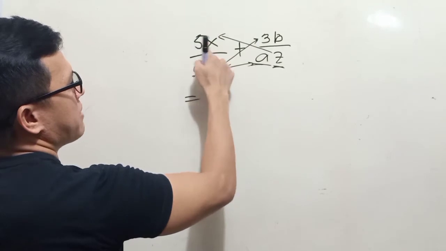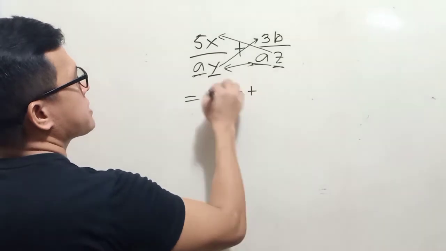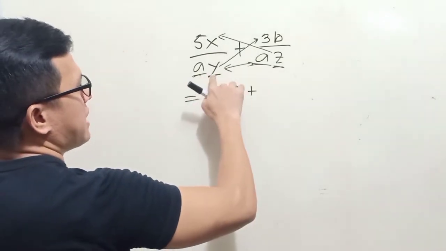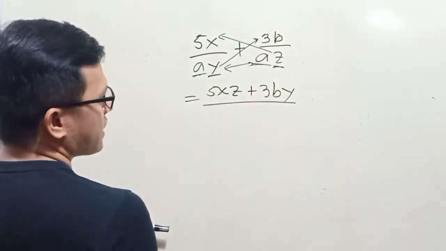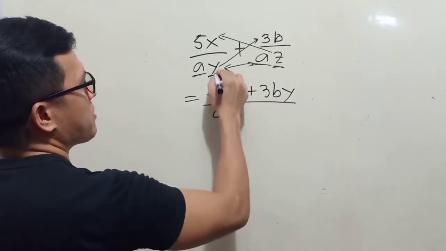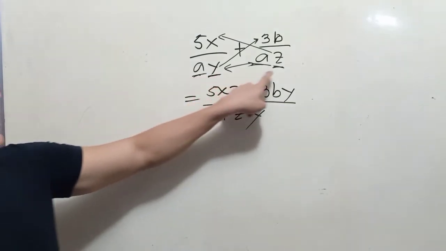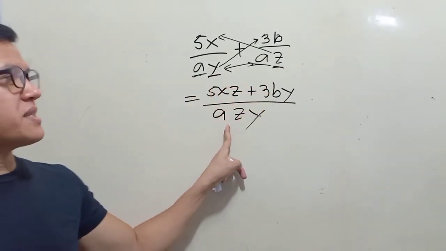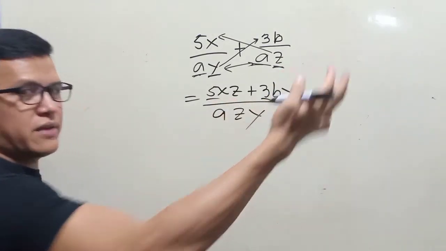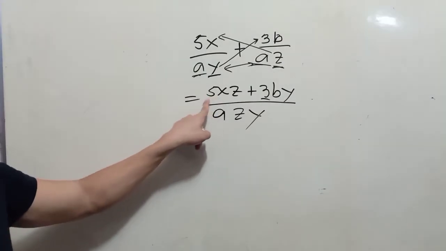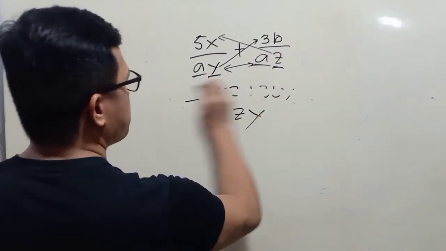So we can proceed now, 5xz, okay? Z times 5x is 5xz. And then plus, since there's already a here, we say y times 3b, so we have 3by over, okay? Since there is a common a, multiply y and z, so zy. Just copy the common, and multiply the not common, zy. So this is now the final answer. We cannot add 5 and 3 because xz and by are different, okay? So we just have 5xz plus 3by over ayz, okay? There you go.